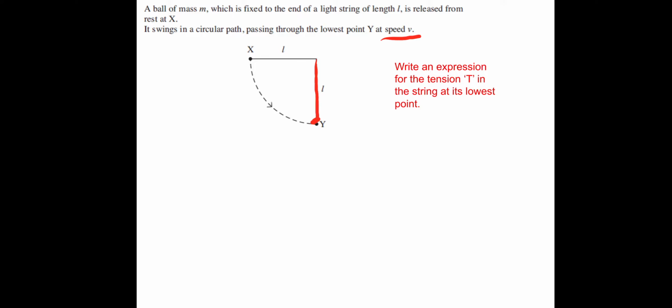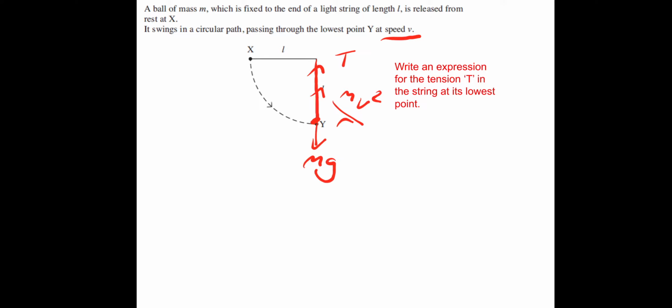So we need to identify what's happening. The tension in the string would be going up. The weight would act down, mg, and the centripetal force, mv squared over r. The reason I've used mv squared over r is because it says speed v rather than using mr omega squared. Now we could use this, but in this instance, no, because it gives v in the question.